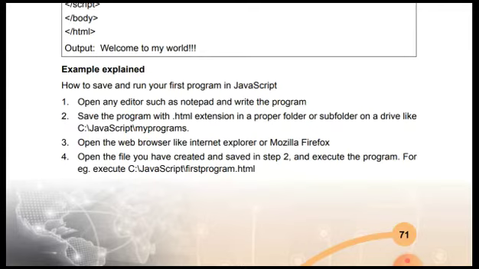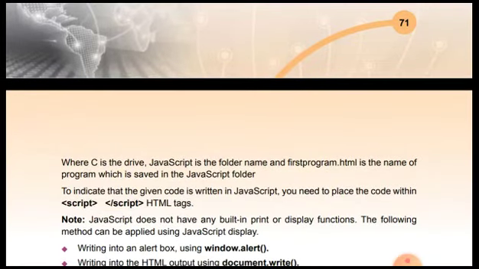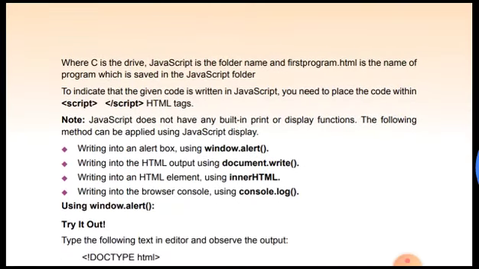Or you can also double click on the file and execute it in your web browser, if you have saved the file properly with the .html extension. If you double click on the file, it will open in the browser itself, which will be the default browser for your system. Okay, these are the ways in which you can save and run a JavaScript program in your web browser.